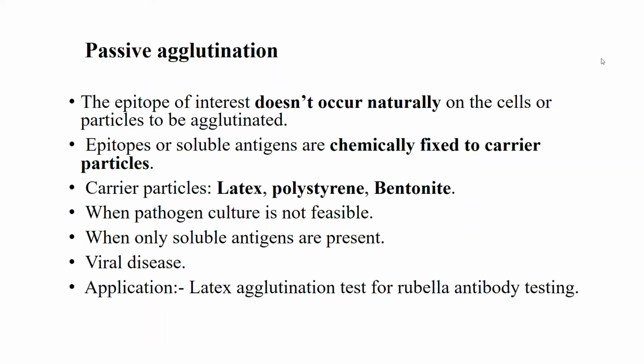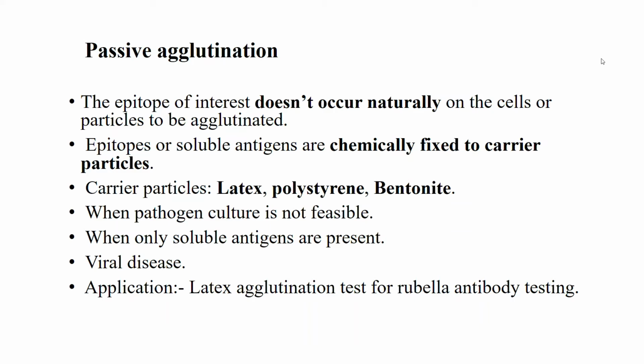Let's see the passive agglutination. In passive agglutination, the epitope of interest doesn't occur naturally on the cells or particles to be agglutinated. In such cases, epitopes are soluble antigens chemically fixed to carrier particles. A few examples of carrier particles in passive agglutination are latex, polystyrene, and bentonite.